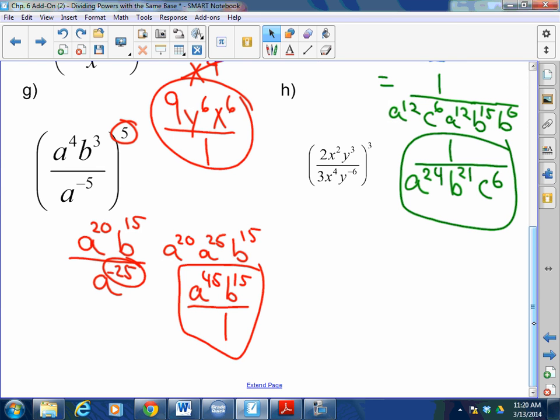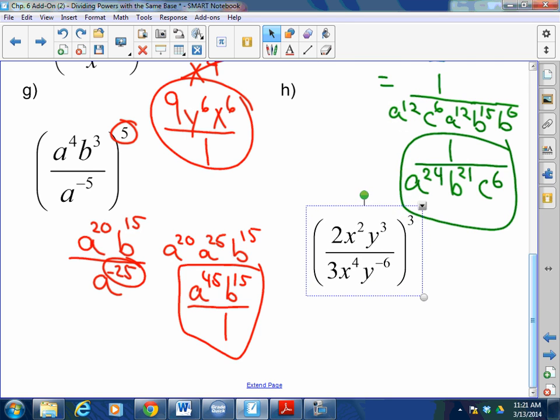Are you guys with me? Go ahead. That's why I asked if you're with me. Talk to me. Because A to the 20 times A to the 25, when I multiply the same base, I add the exponents. 20 plus 25 is 45. Does that make sense, son? Thank you, sir. Okay. Now, let's do this one.